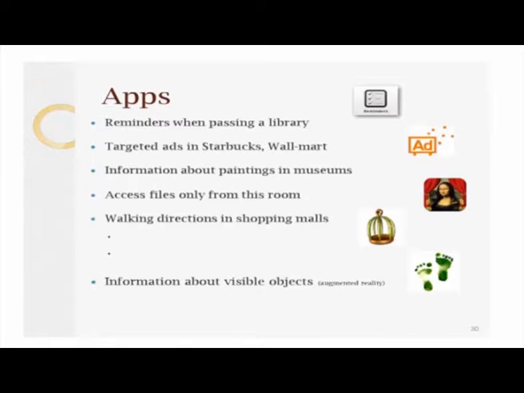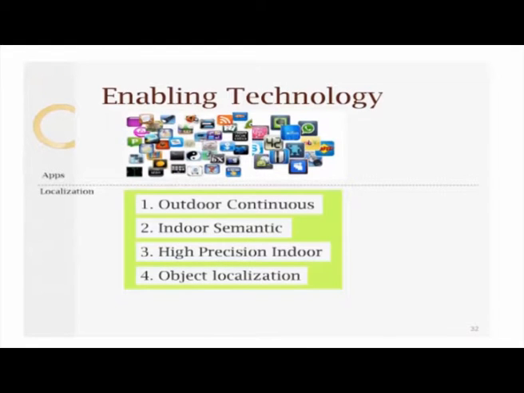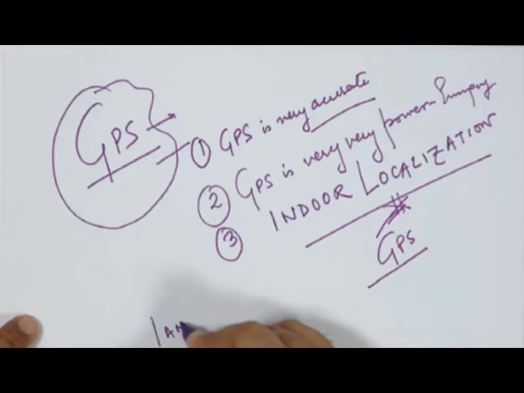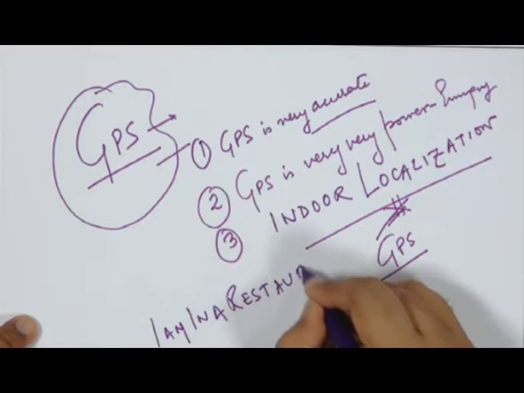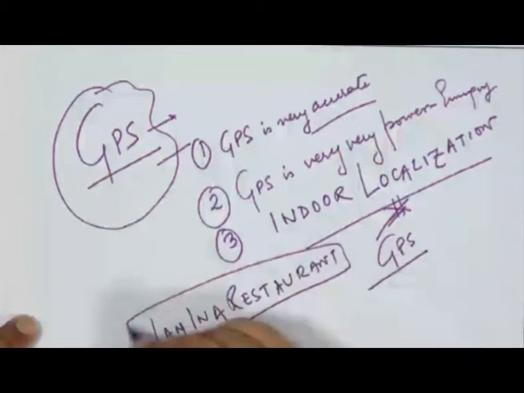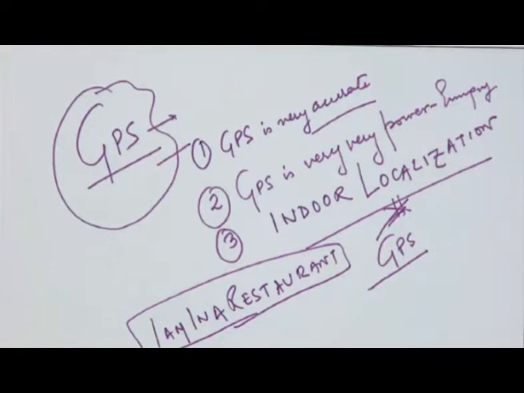Fine. So just to think of the enabling technology, what do we need? We need outdoor continuous. We need indoor semantic, which is also very interesting. I told you that I am in the NKN room, or I am in a restaurant. This sort of localization is needed, where exactly which restaurant may not be immediately important, but I need a restaurant concept. Second is high precision indoor. What is high precision indoor? I will tell you some of its applications.